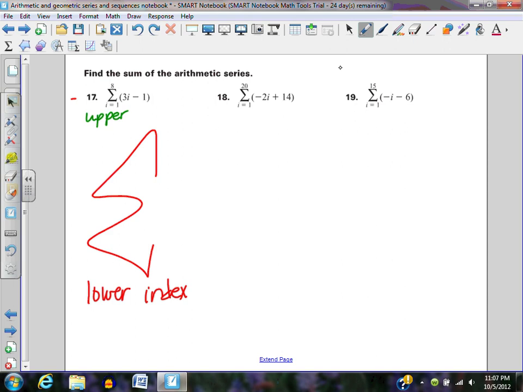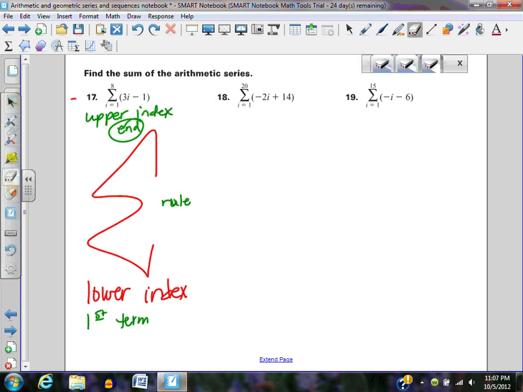Okay, this is the upper index, and this is my rule. So we have the upper index, lower index, and rule. The lower index simply means, hey, this is the term you begin with. I shouldn't say first term, I should say the term you begin with. And the upper index is the term that you end with. And the rule is the formula that you're going to impart.